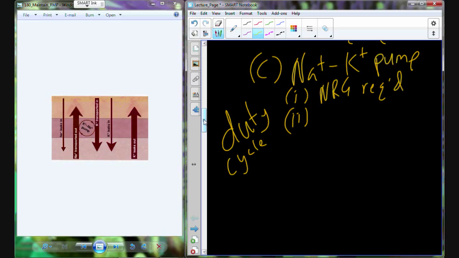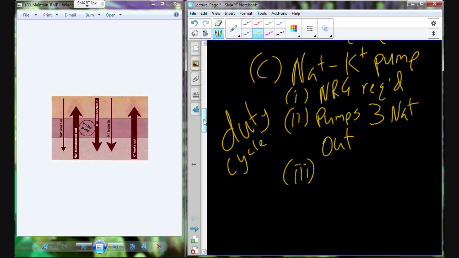the duty cycle, one rotation of the pump, so to speak, it's going to pump 3 sodium ions out, and it's going to pump 2 potassium ions in. So one cycle is one rotation. Yes, 3 sodium out, 2 potassium in.